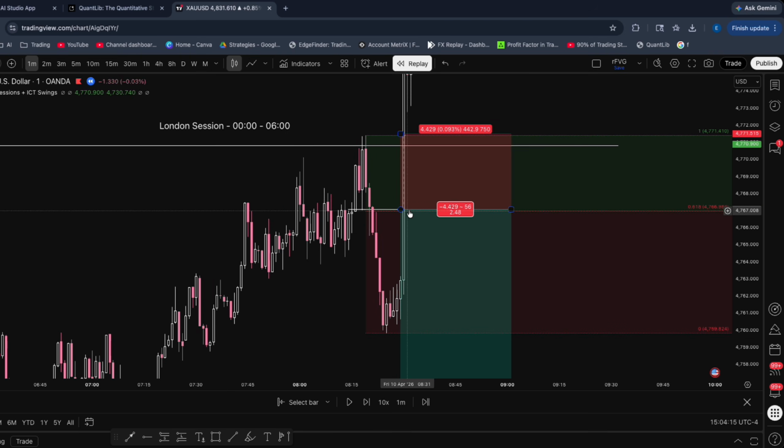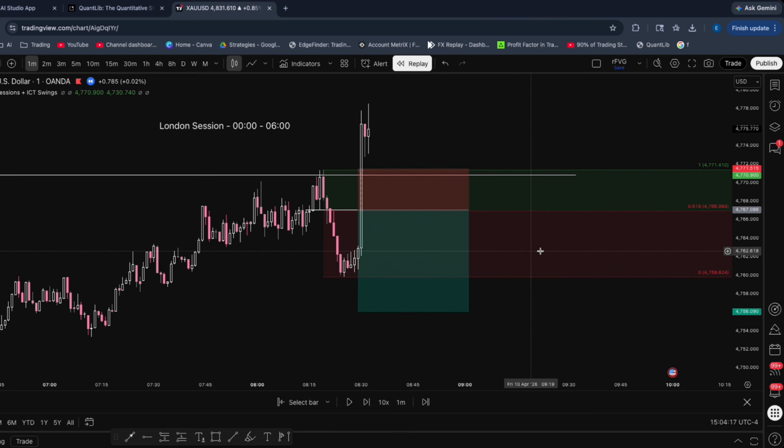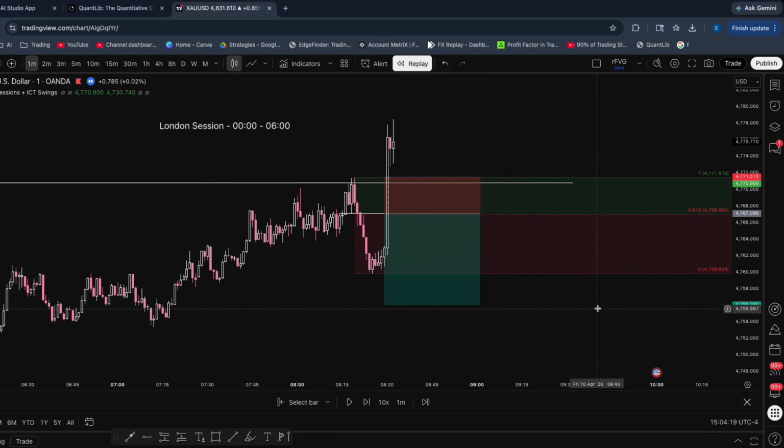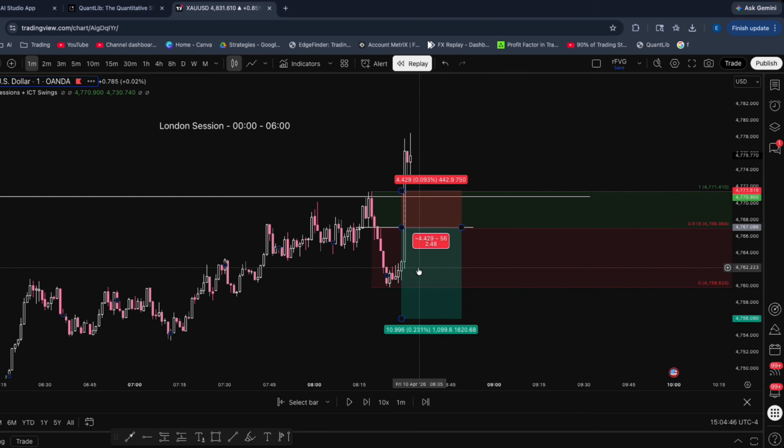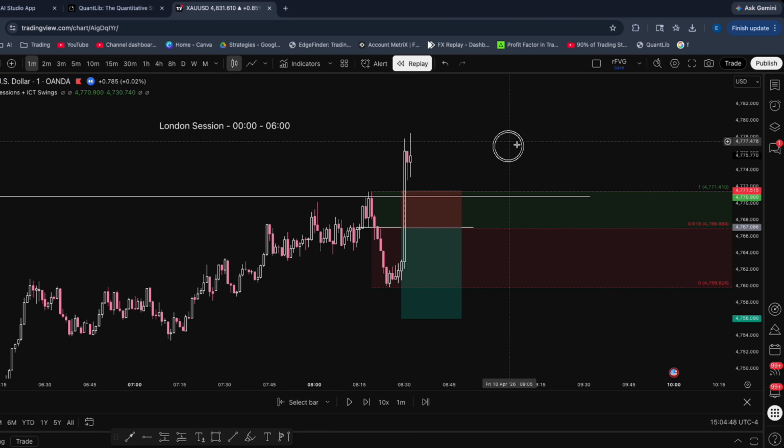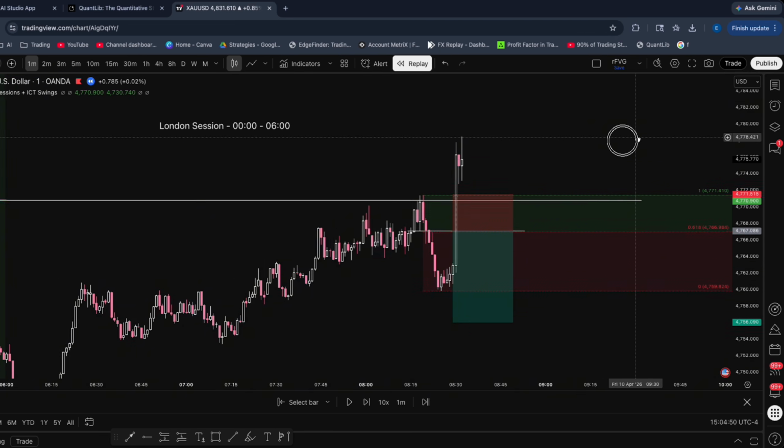We place a sell limit at the 61.8 retracement level of the Fibonacci. And he actually takes partials once the zero level was hit. But this one, unfortunately, was a loser.